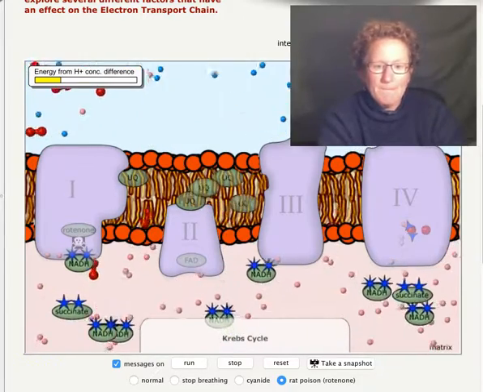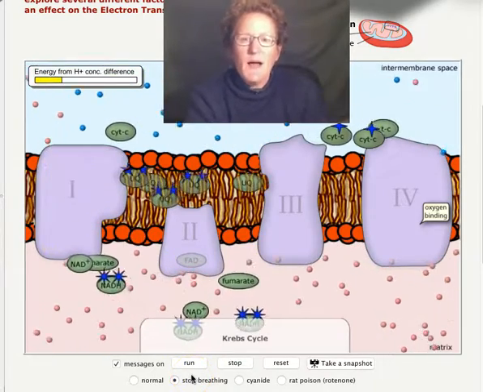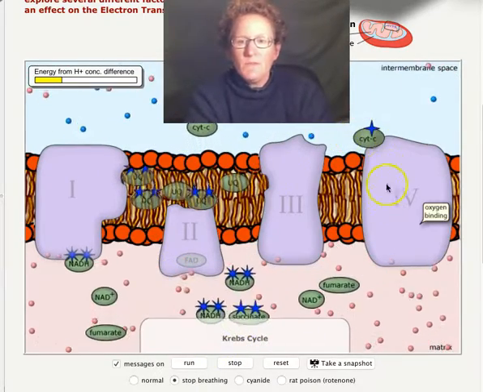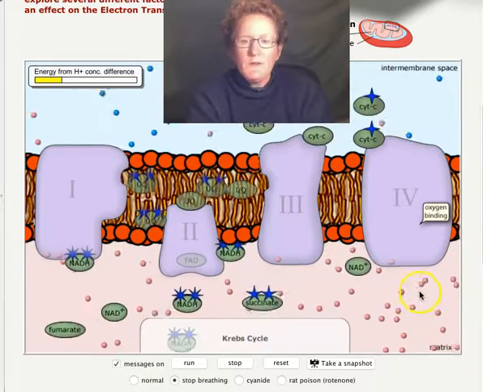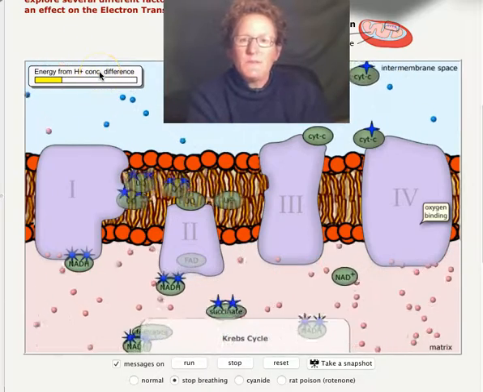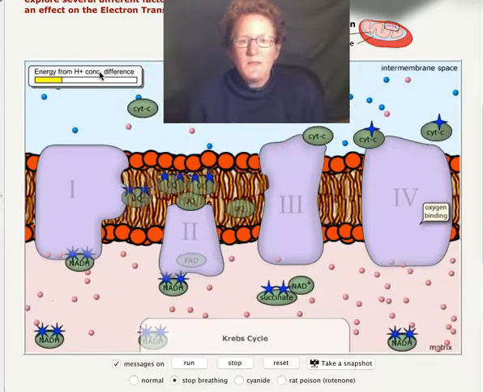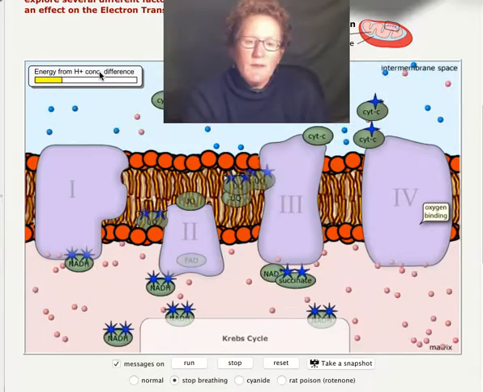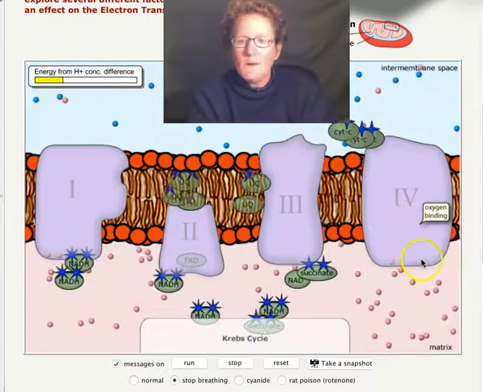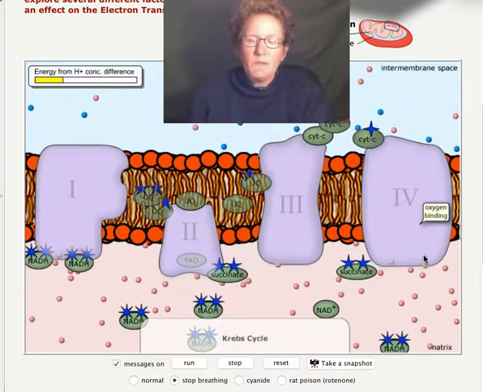And you can see there's not a whole lot of action at complex 2 because there's not as much succinate going around. So here I'm running the electron transport chain as if we've stopped breathing and our body isn't bringing oxygen into our cells anymore. You can see that the electrons aren't traveling like they did before to bind with the oxygen here because there's no oxygen. And so the energy from the H+ concentration difference is not as much as it was. And so we're not going to be able to use those H+ ions to produce ATP in the next part of the process. We don't have oxygen here to take up those electrons when they get transported into protein complex 4.